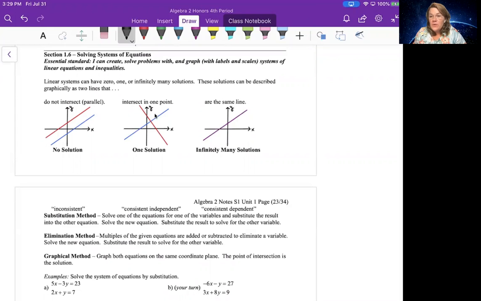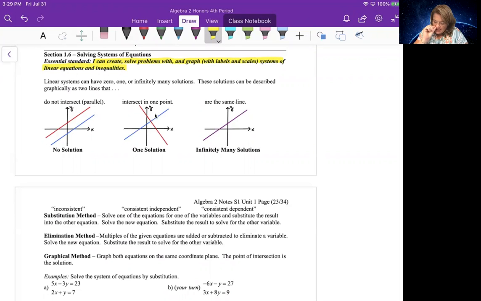So now I have more than one equation and I need to solve them. What does that mean to solve? Okay, we're going to talk about that. This is still part of the same essential standard: I can create, solve problems with, and graph systems of linear equations and inequalities. So here we go.